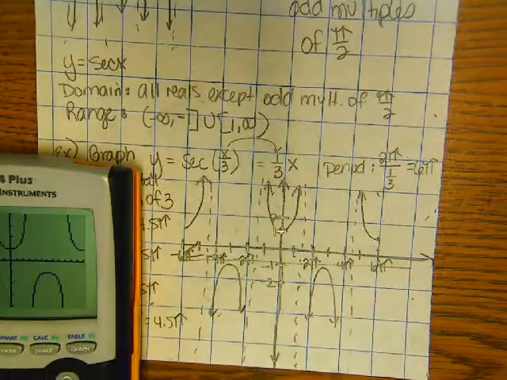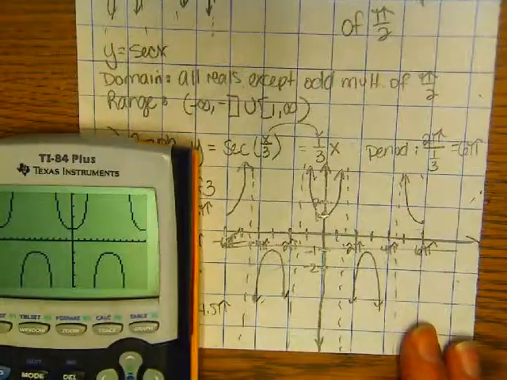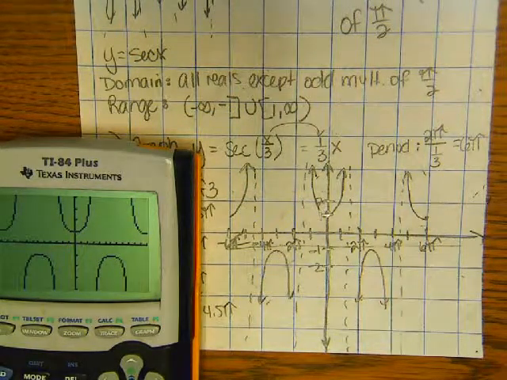Okay, so if you compare that with the graph that we did on our calculator, then they look the same, but they're labeled appropriately.